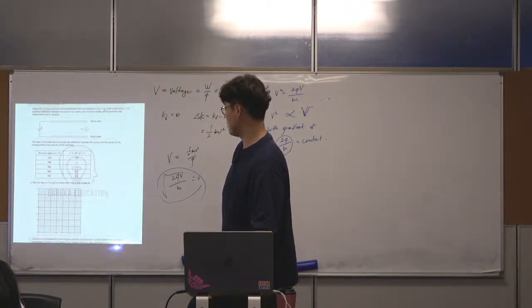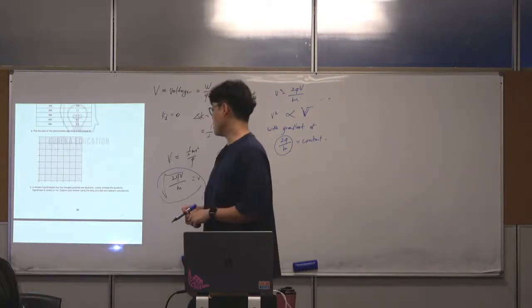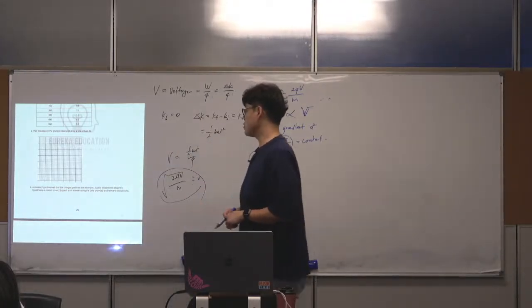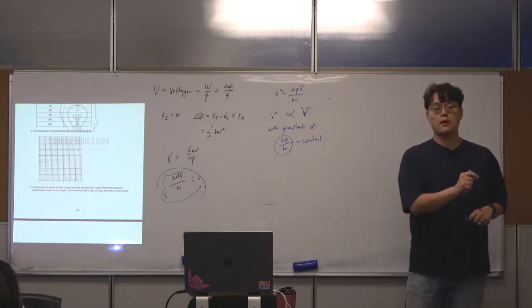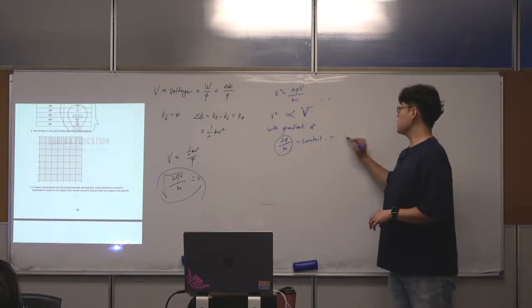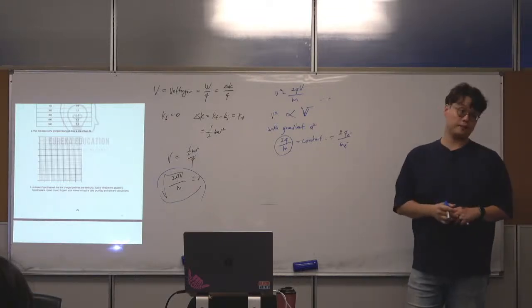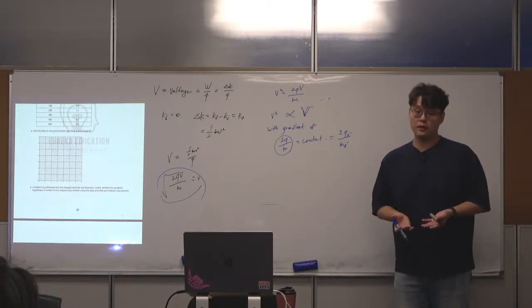Let's see question B. The student hypothesized that the charged particles are electrons. Justify whether the student's hypothesis is correct or not. Support your answer using the data provided and the relevant calculation. So if the charged particle is an electron, that means this must be the same as 2q of the electron and m of the electron times 2, if it is an electron.